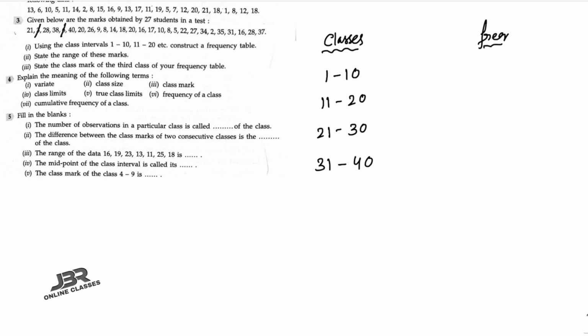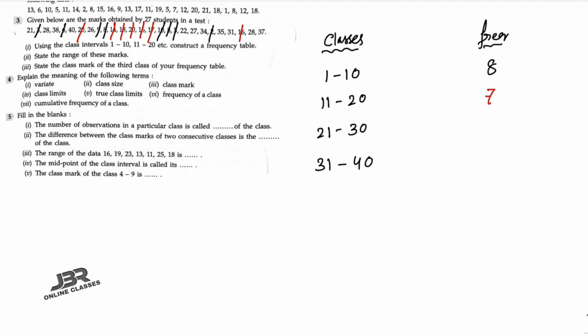So 3, 6, 9, 8, then next here 10, 8, 5 and 2. So total 8 numbers are there. Next one, 11 to 20. So 11 to 20, then here 14, then 18, 20, 16, 17, then next 16. Okay, so how many numbers? Total 7 numbers are there.